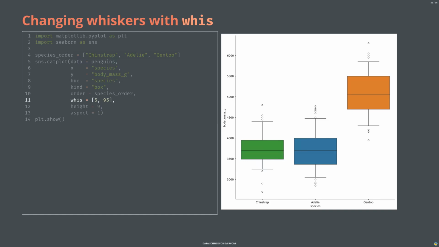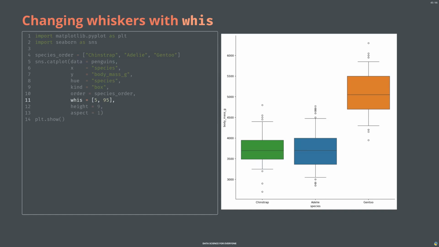To extend the whiskers to 2 times the IQR instead of 1.5 times, set the whis argument to 2. To define the whiskers using specific percentiles, pass a list of lower and upper values. For example, whis equal to 5 and 95 will draw the whiskers at the 5th and 95th percentiles, as I've demonstrated here. So far, we have explored several kinds of categorical plots like countplots, bar plots, and box plots.